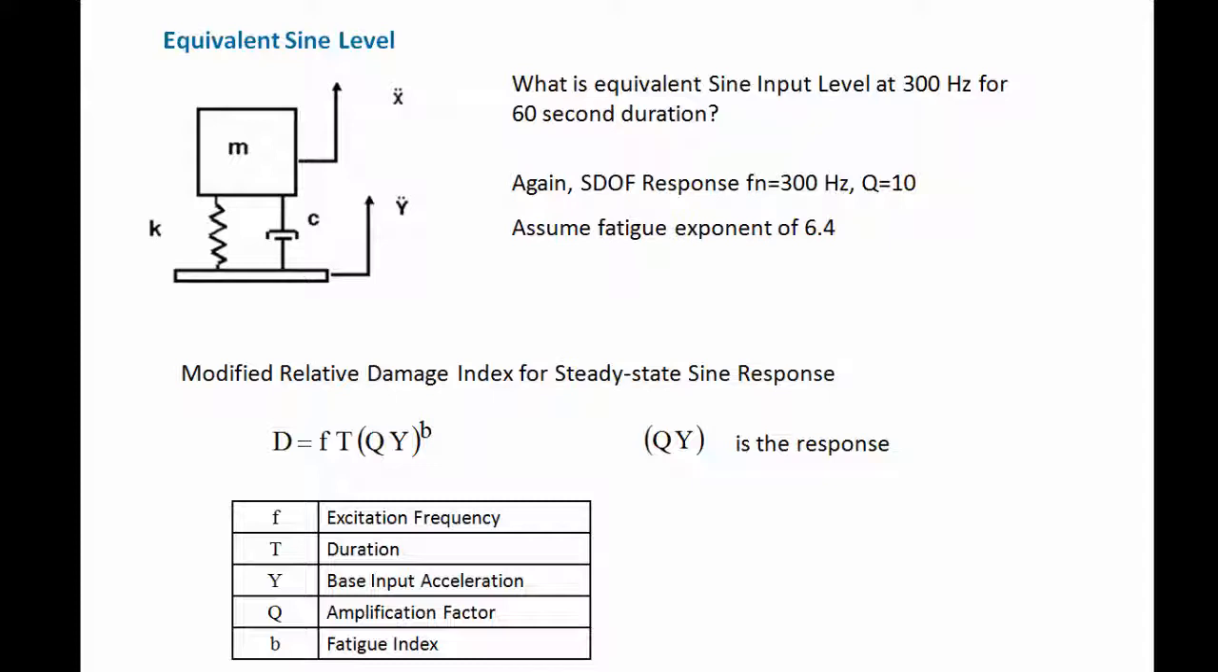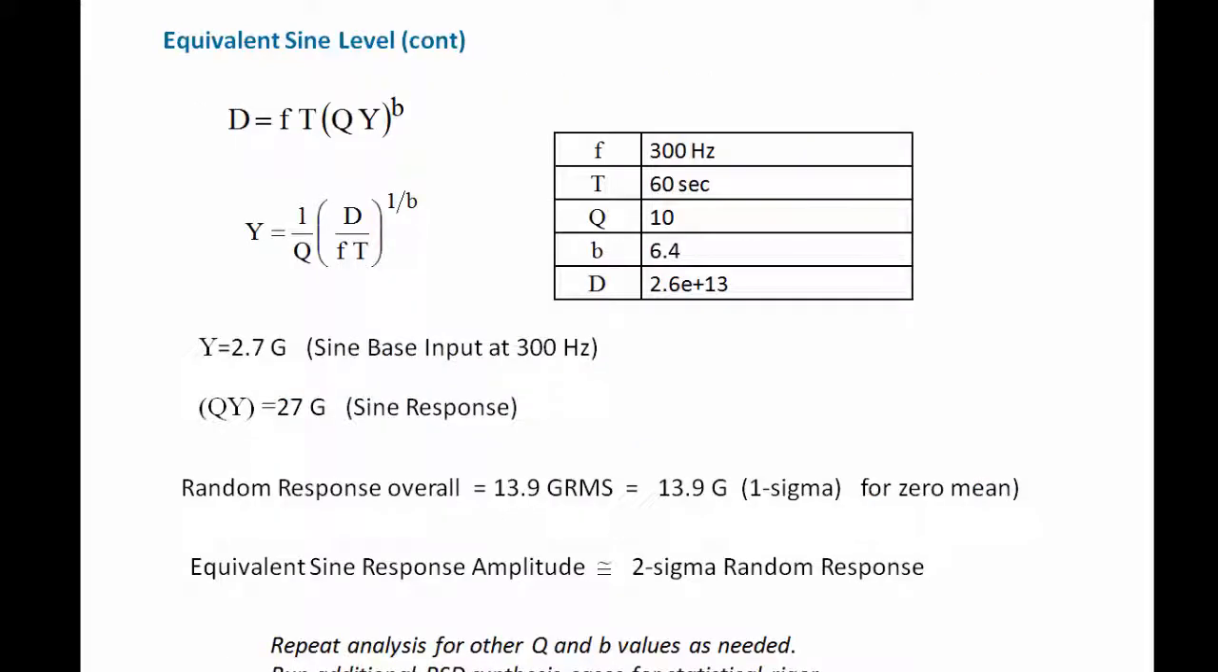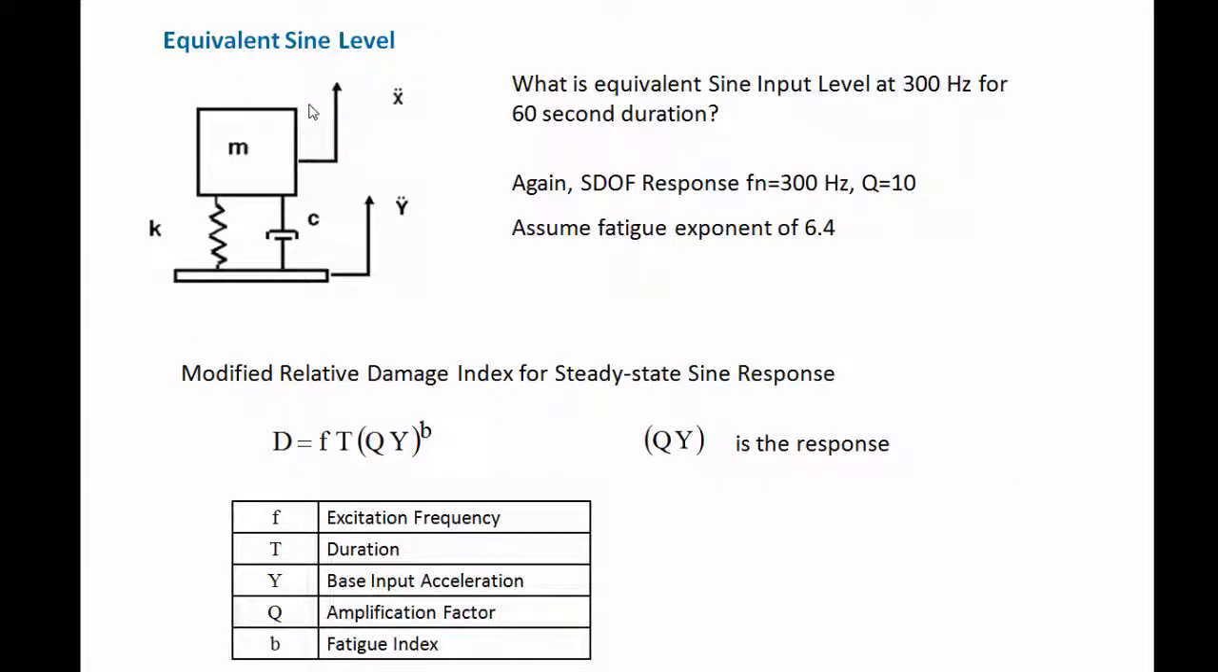Let me show you the next slide here. So we take this formula, and in our case, we know all these variables except we do not yet know what our Y base input acceleration is. We know what D is because we just calculated that for the random vibration case. And we're trying to come up with a so-called equivalent sine level for fatigue. Now, in this unit today, the only thing we're concerned about is fatigue.